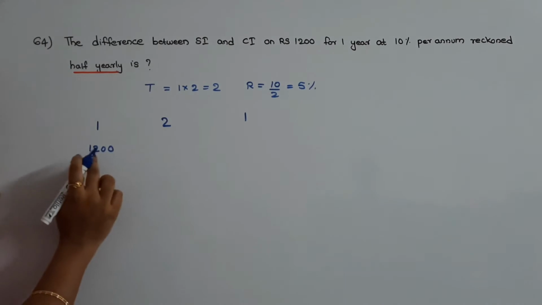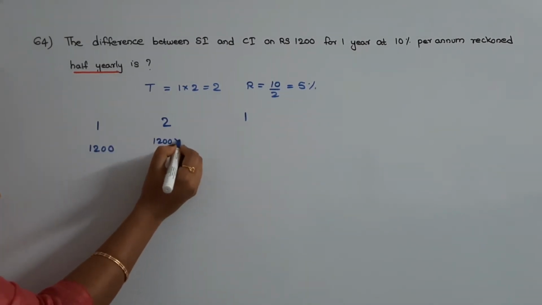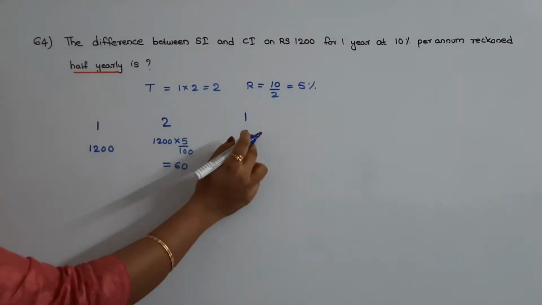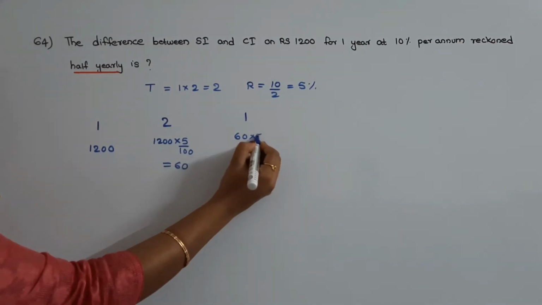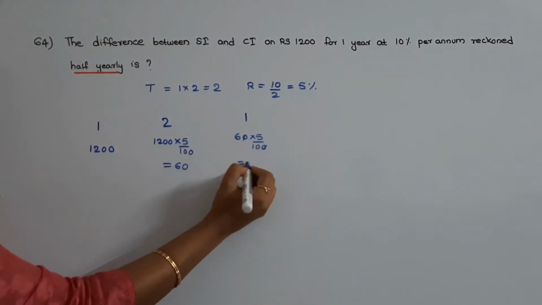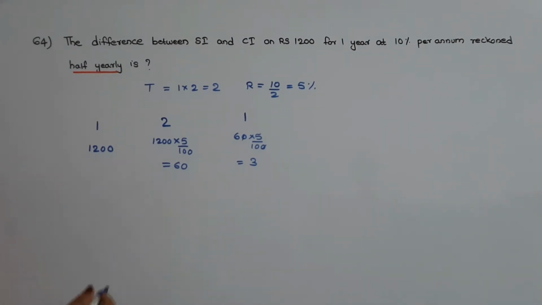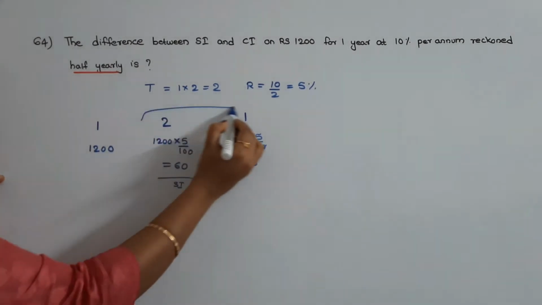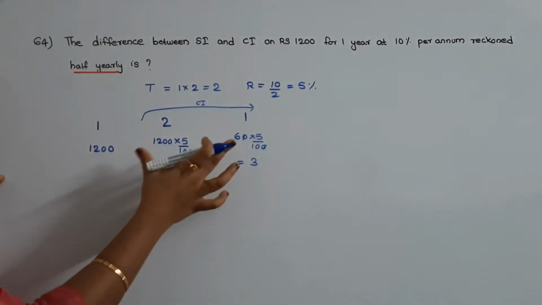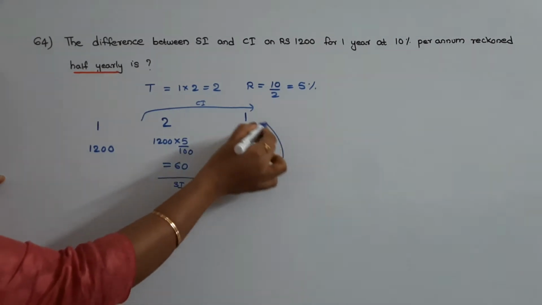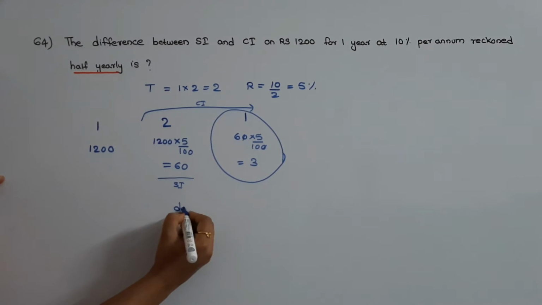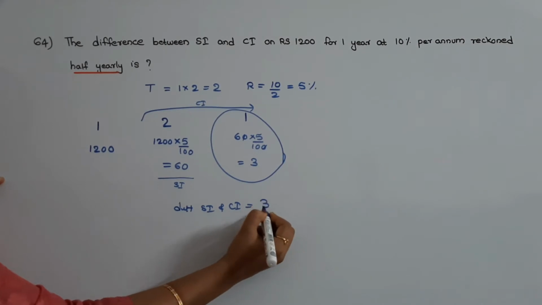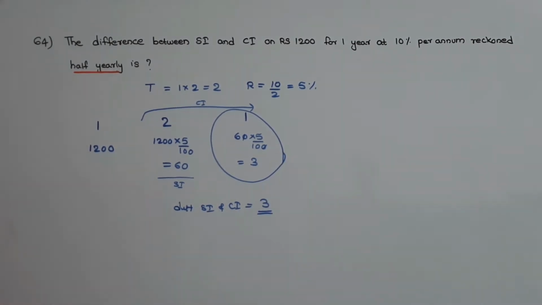Below this 2, you need to write this principal into r by 100. R is 5 by 100, that is equal to 60. Then here this 60 into r by 100, that is equal to 3. Now I told you this part is for simple interest, and this total part is for compound interest. Hence the difference between compound interest and simple interest will be this part, which is equal to this 3. So rupees 3 is the answer.